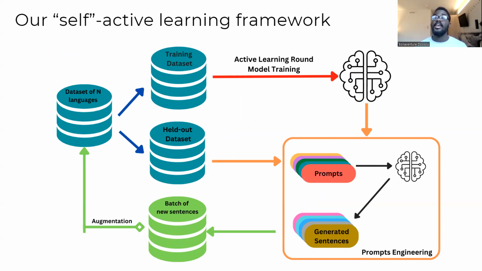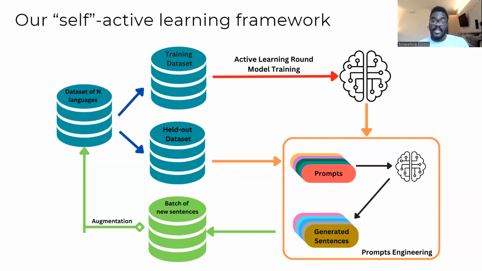So this is technically what our framework looks like. We have a data set that we split into two sub data sets. The first one is the training set, which is made of a given percentage of the initial data set. And the remainder is the held-out set, a kind of validation set. Then the training data set is used to train the model.